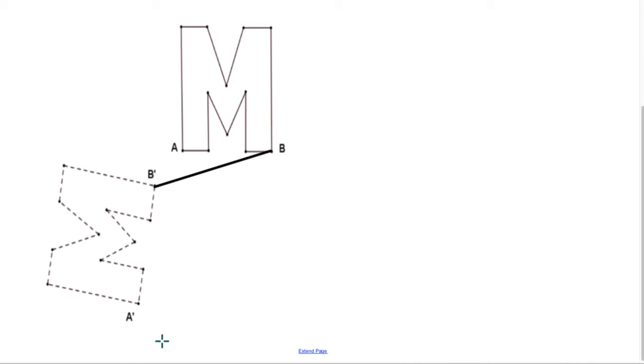Then you're going to do a construction that you should have already memorized because this was on the quiz. We are going to make a perpendicular bisector of this line segment. Do you remember how to do that?